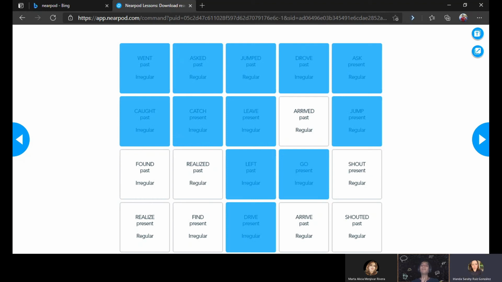Got it. Arrive, past and regular, with ed at the end. Arrived. Yes. Martin arrived to the airport late, so he missed the flight. Now we have found, past and irregular. Find. Found is an irregular verb.